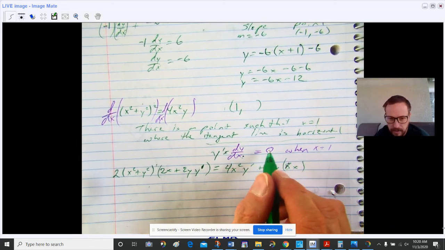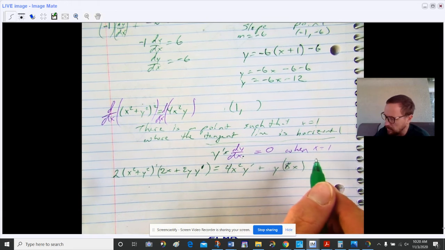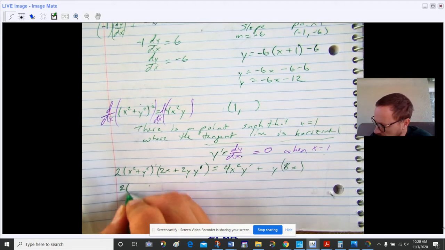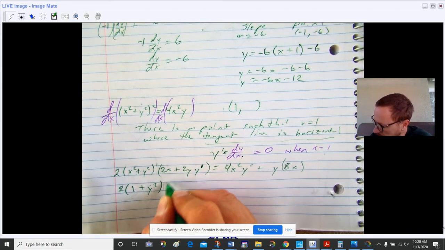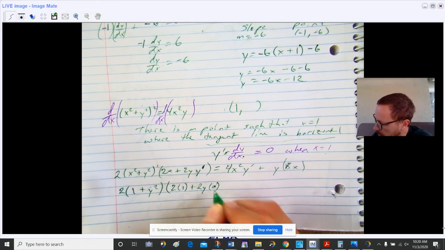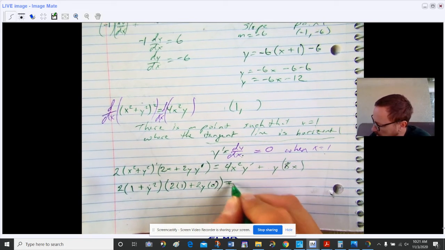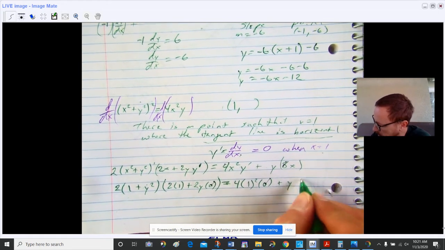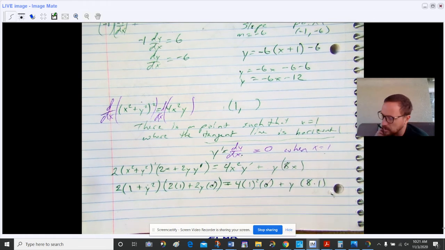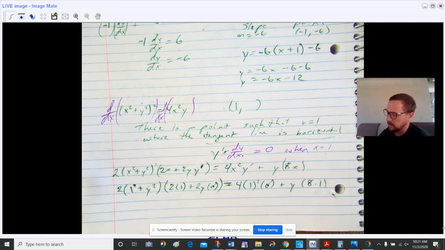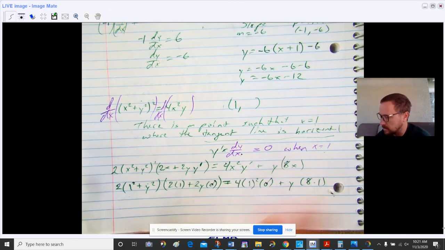So what we could do is we're going to put in 0 for all the y primes, and for every x, we're going to put in 1. So we'd end up with 1 plus y squared, 2 times 1 plus 2 times y times 0 equals 4 times 1 squared times 0 plus y times 8 times 1. And so every x we change to 1, every y prime we change to 0. And that was the only variable in here, y. And so we want to solve for y using this, okay?